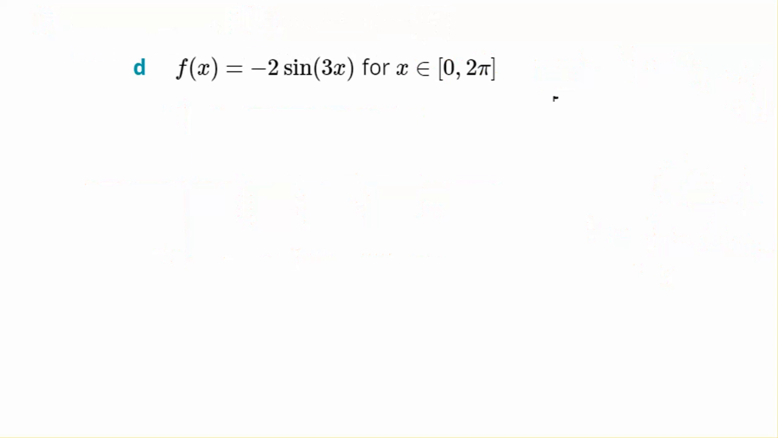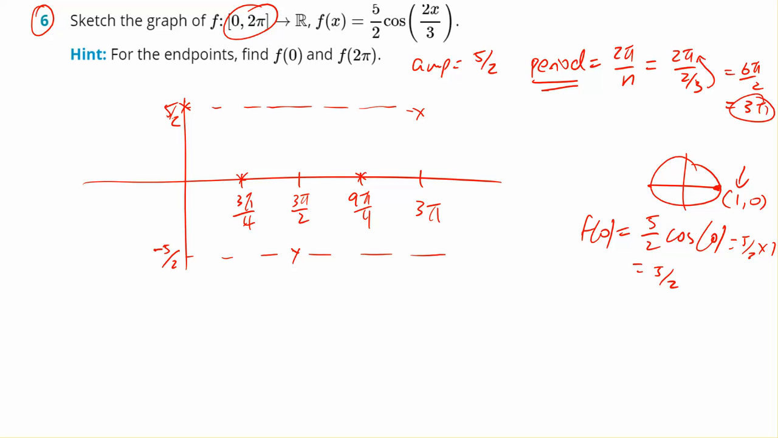Okay. Now f of 2 pi. Okay, let's find out what that is. So 5 over 2, I sub in 2 pi. So cos of, can you see there's a 2 at the top? 2 times 2 pi is 4 pi over 3. Okay, where's 4 pi over 3 located on the unit circle?